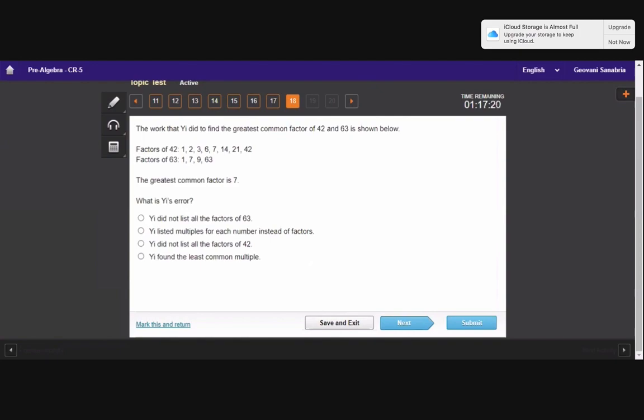Okay. Well, you did not list all of the 63 factors, which I think that's it. But wait, you found the least common multiple. So the first one, right? Yeah, it is the first one. Because you found that you could divide 63 by 3 and divide 63 by 21, and he doesn't have those listed for 63. Oh yeah, he doesn't even have the 3. But the greatest common one would be the 21. Cool.